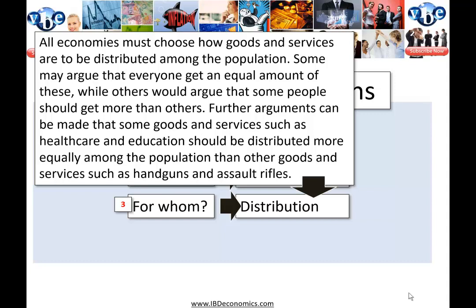Now, some are going to argue that everyone should get an equal amount of goods and services, and others are going to argue that some people are going to get more than others, or should get more than others, perhaps because they work harder, perhaps because they've got more resources to employ, perhaps because they've got better skills than other people. Now, some further arguments can be made that some goods and services, such as healthcare and education, should be distributed more equally among the population, and other goods and services such as handguns and assault rifles should be less evenly distributed. Perhaps your society decides that not everybody should be in possession of a dangerous weapon.